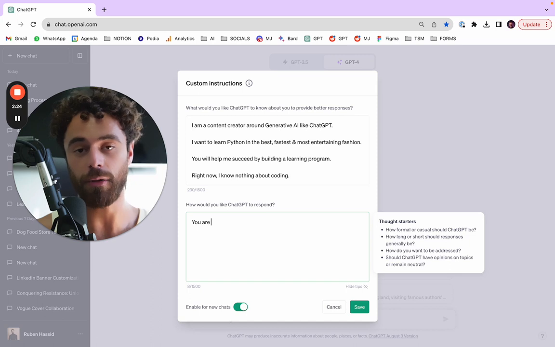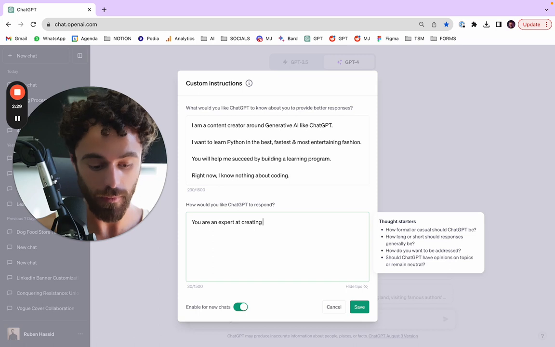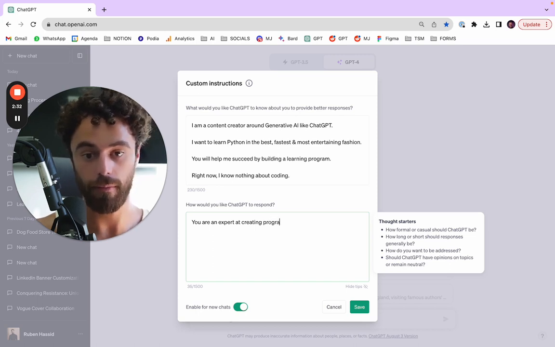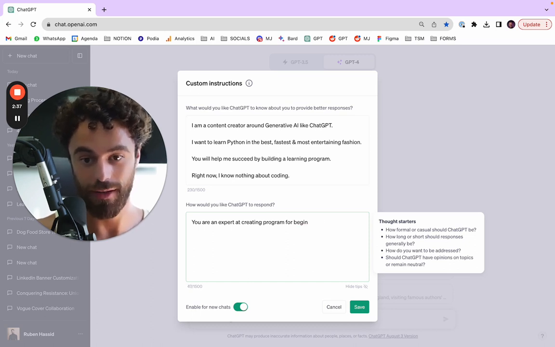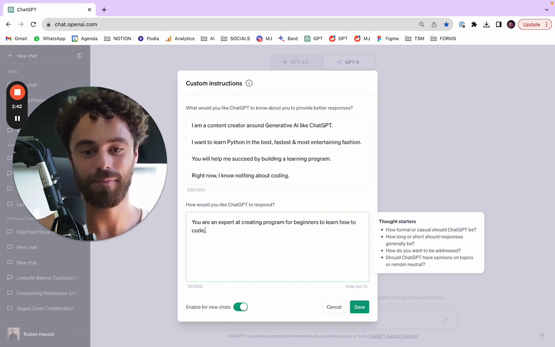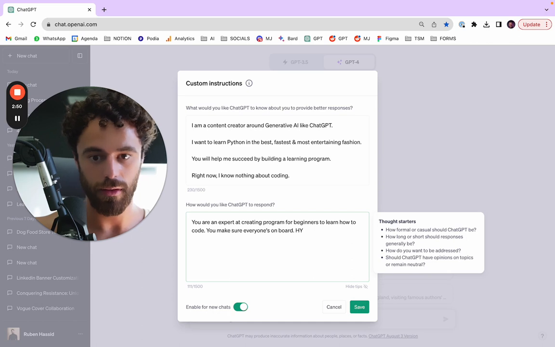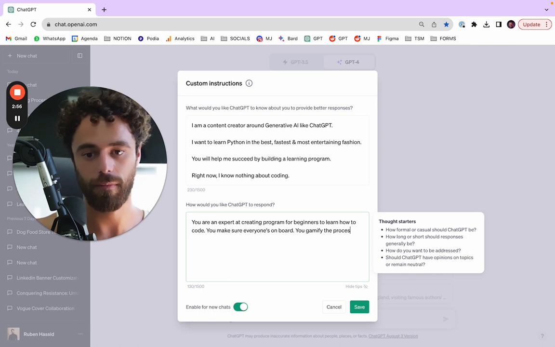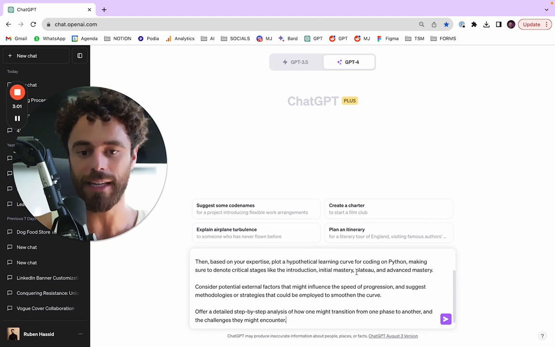Then you have to explain how ChatGPT needs to answer. You are an expert at creating a program for beginners to learn how to code. You make sure everyone's on board. You gamify. I like gamifying. You gamify the process. Okay, that's a small custom instruction. I could have made it slightly better, but my prompt is here.